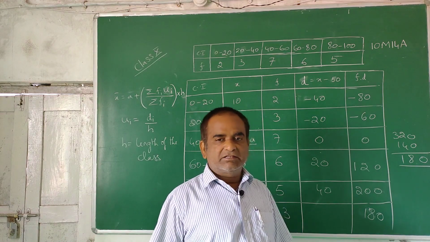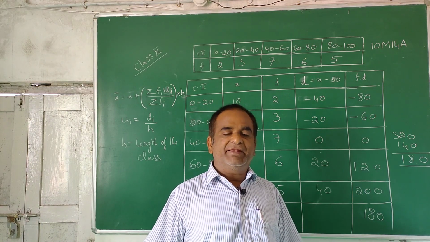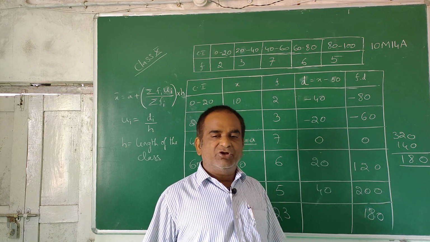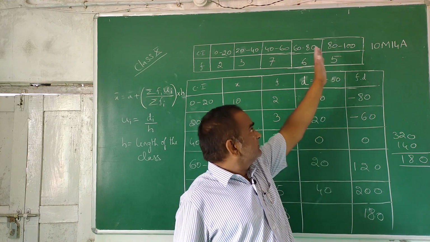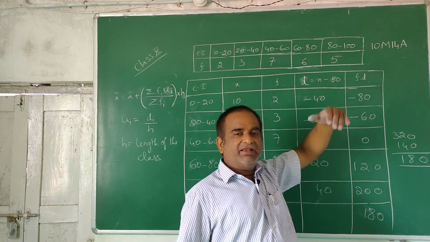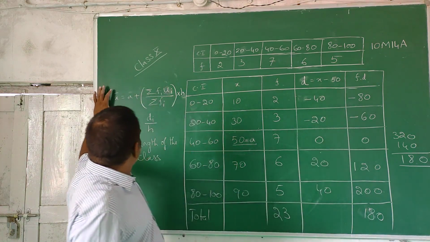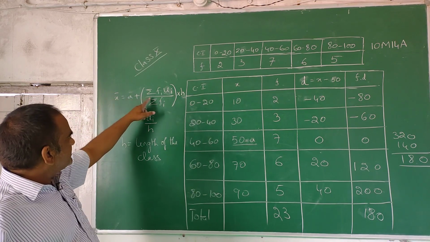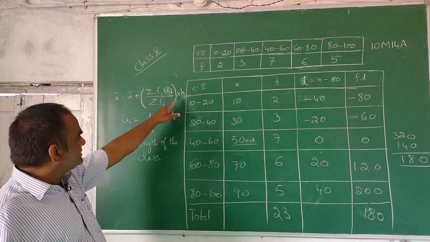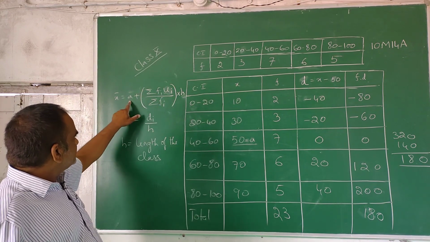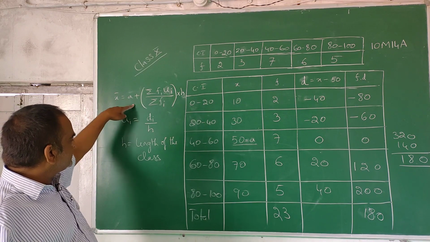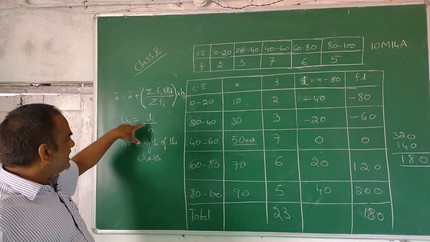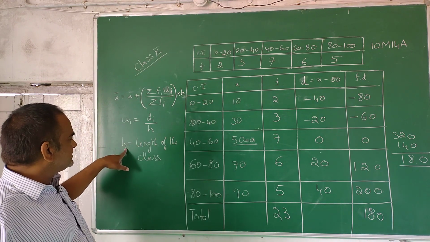Now dear students, the last method is the step deviation method. How to calculate mean using this method I am going to explain. Of course I am taking the same question in various methods. So in this method, the formula is A plus summation Fi ui by summation Fi into h. Please remember this formula. It differs from the previous formula: here ui has been introduced. What is ui? ui is equal to di by h. And h is the length of the class.